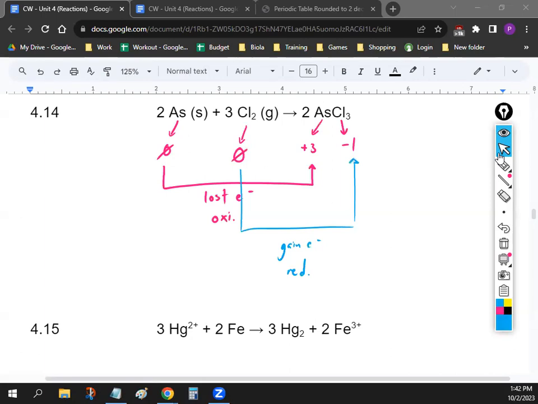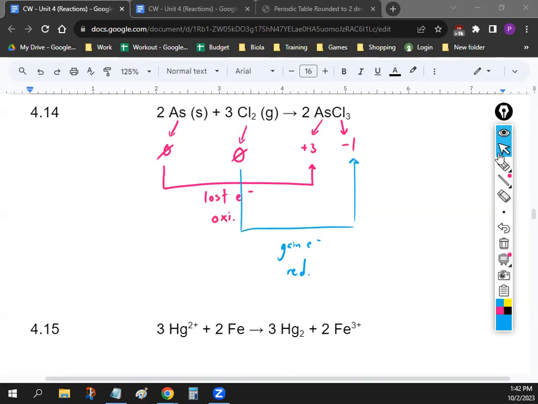That's about as hard as redox will get until the second semester. So if this is pretty easy, I know you might make mistakes here and there, but if you understand the concept and you feel confident doing this, you're in good shape for redox.